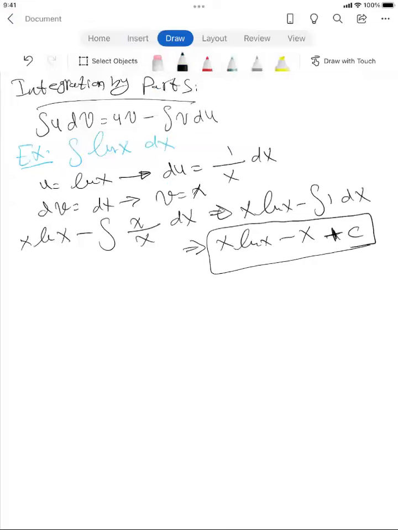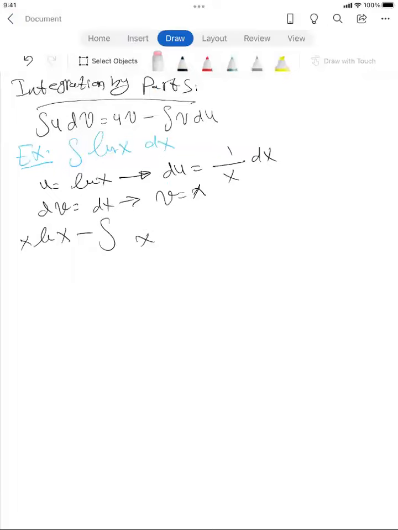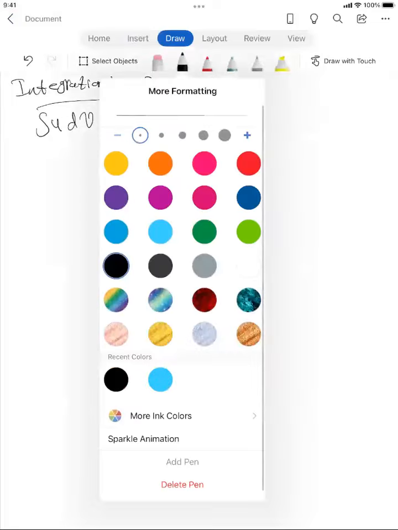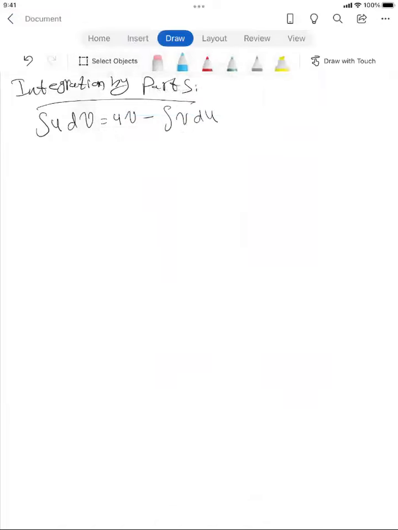Let's take another example. Now, this is a little bit more involved. So if I have an example of the form the integral of t squared e to the t dt.